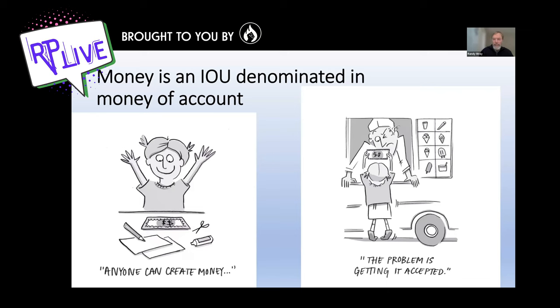Who can create money? My professor, Hyman Minsky, used to always say, anyone can create money. All you have to do is write, I owe you $5. You have created money. The problem is to get it accepted. You have to have somebody willing to accept your IOU denominated in the money of account.